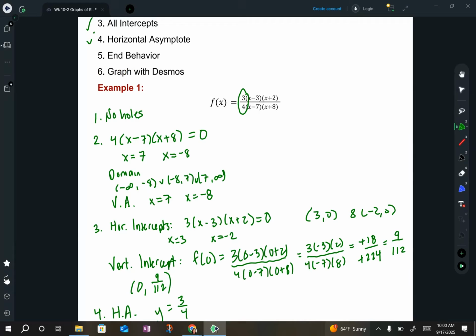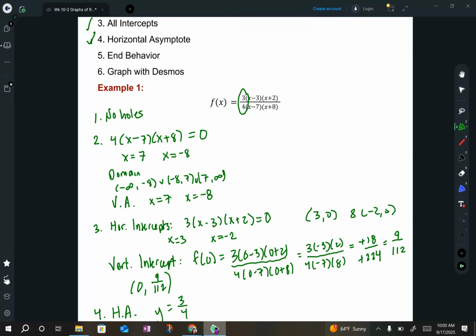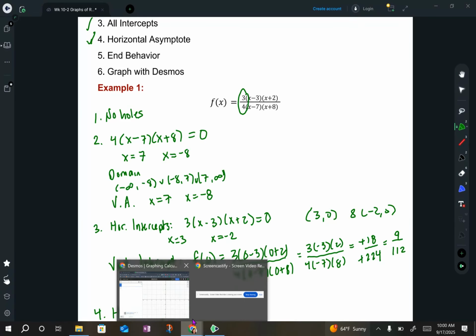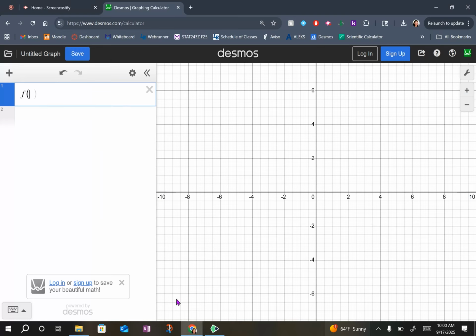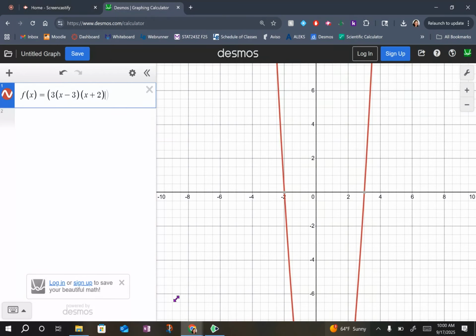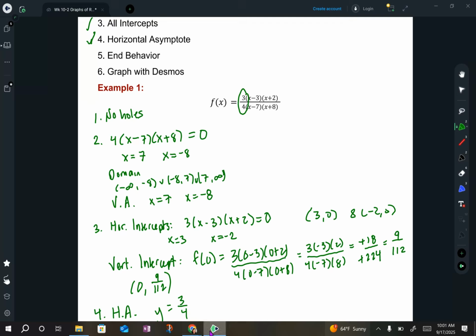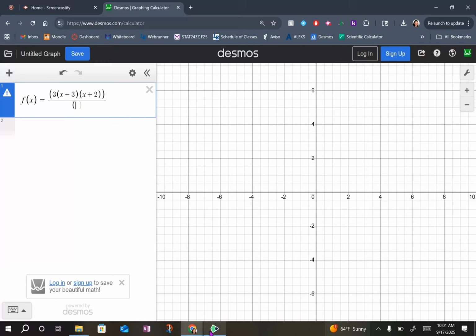So what's going to happen in the end behavior? Well, it's going to go to the horizontal asymptote 3/4. And so let's go ahead and graph this with Desmos. All right, my function is 3x minus 3x plus 2. And I want to put parentheses around the numerator. 3x minus 3x plus 2 divided by, and now I put parentheses around the denominator too, just to be careful, 4x minus 7x plus 8.